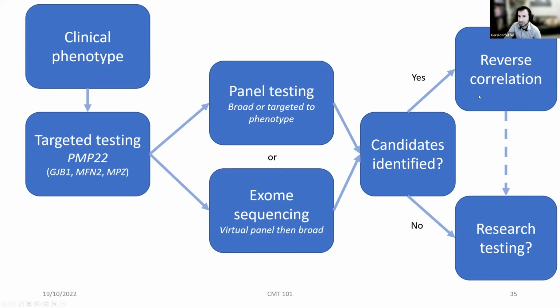something called reverse correlation. And reverse correlation is kind of like Jeopardy, where you have the answer and now you're trying to figure out what the question is for the answer. So, you get a mutation in this particular gene. Okay, it's TRPV4. So I know that that one is associated with vocal cord paralysis. Is that there in this patient, for example?